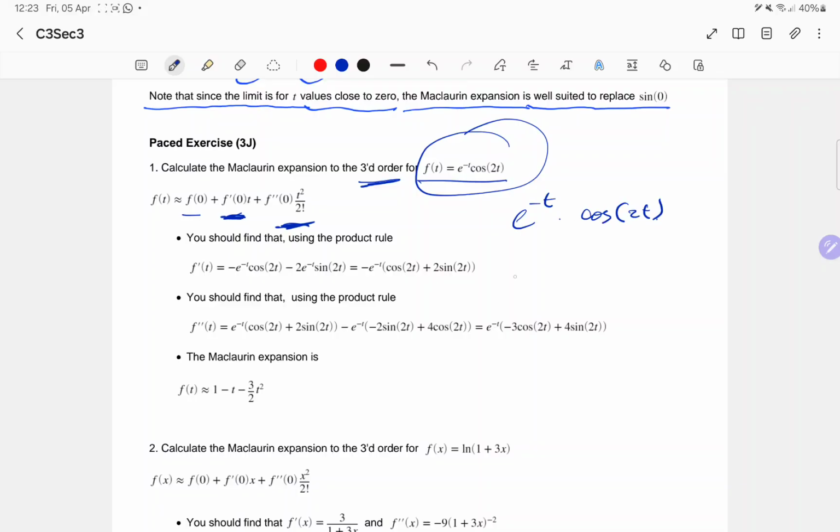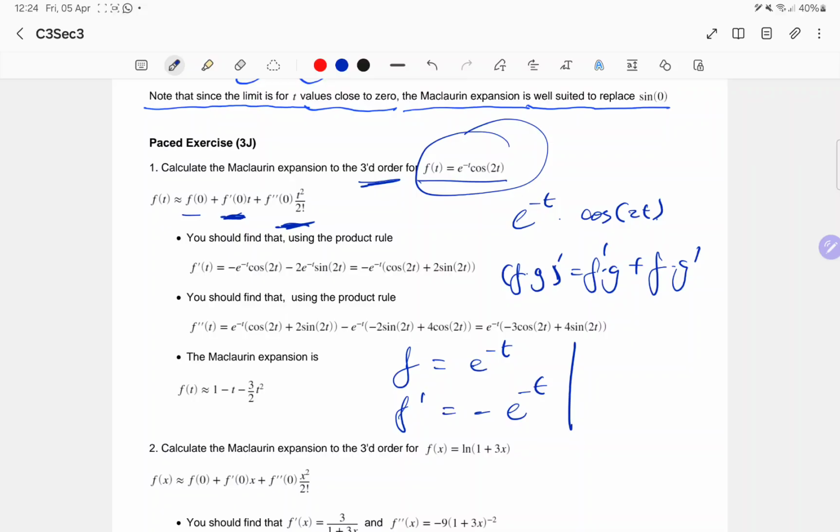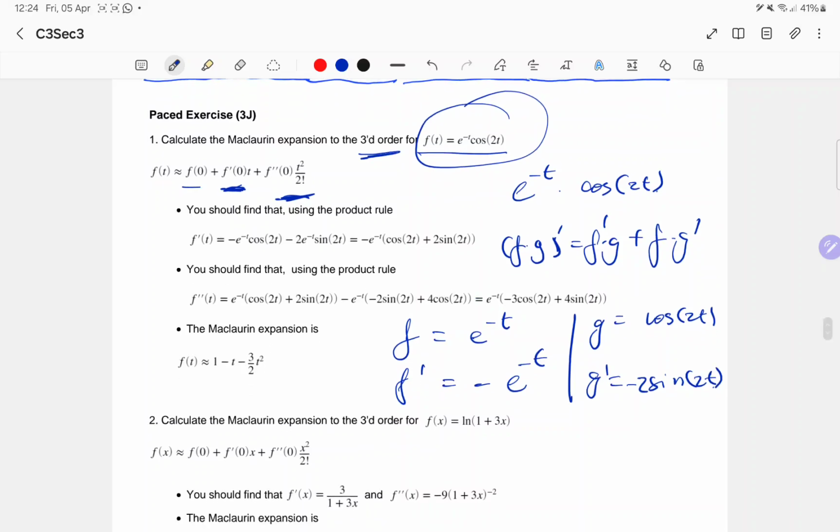So we have to use the product rule, which is given by this. Okay, so we're gonna let f be equal to e to the minus t, so f prime is just minus e to the minus t. What about g? g is cos of 2t, and g prime is going to be sine 2t times 2. But remember that the sign is negative.